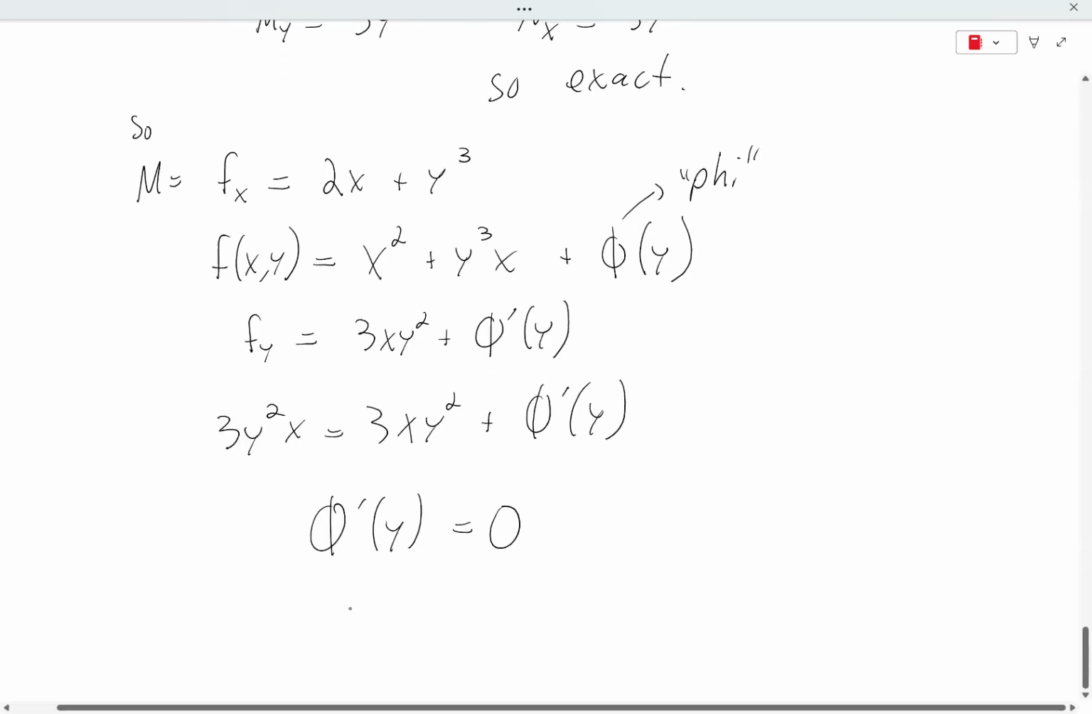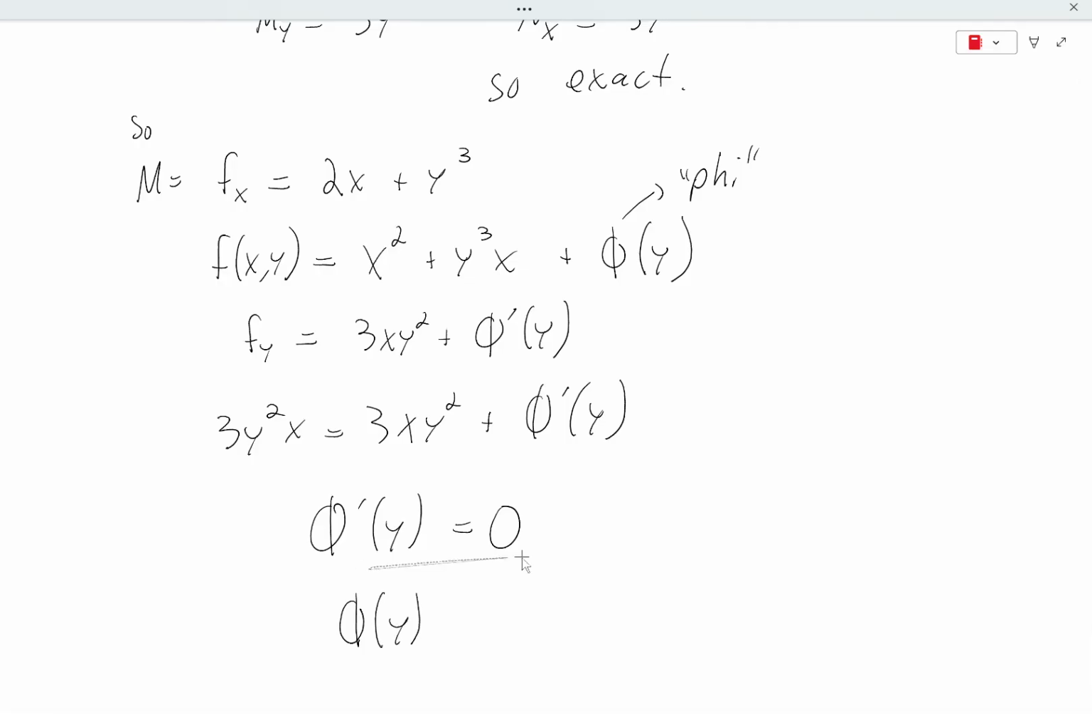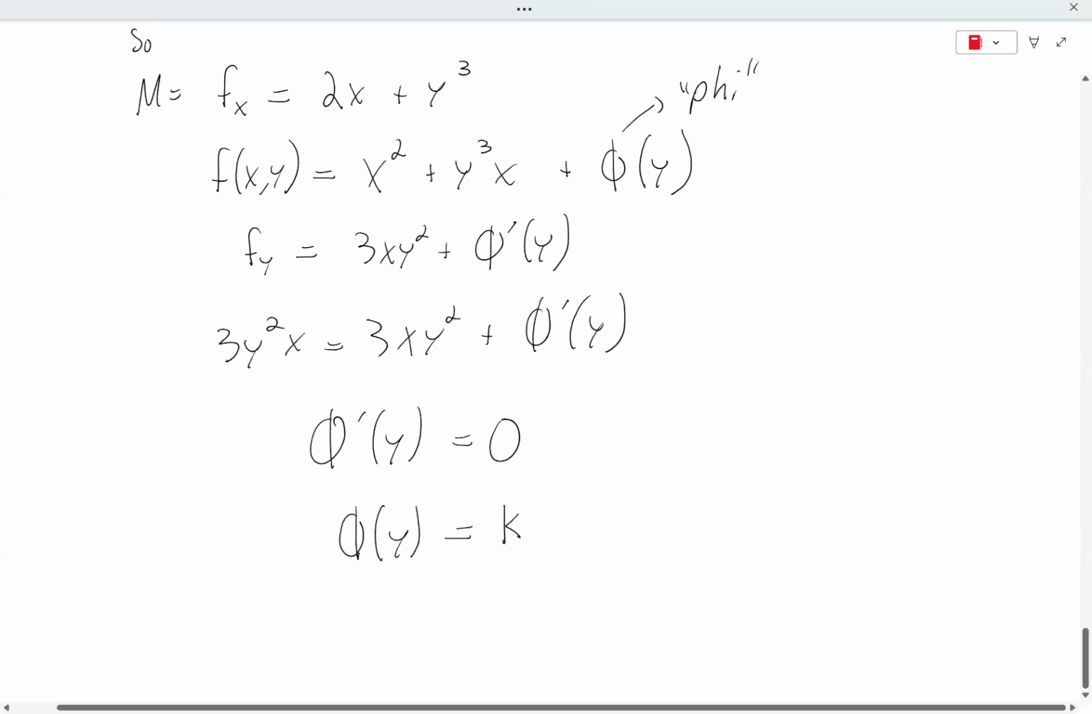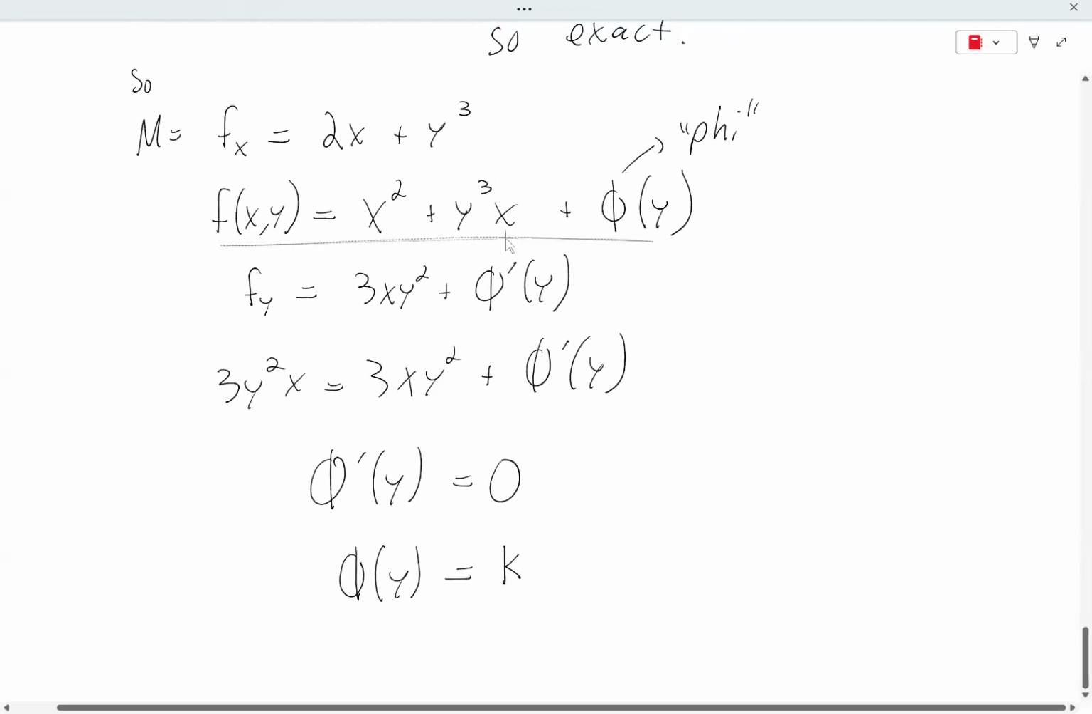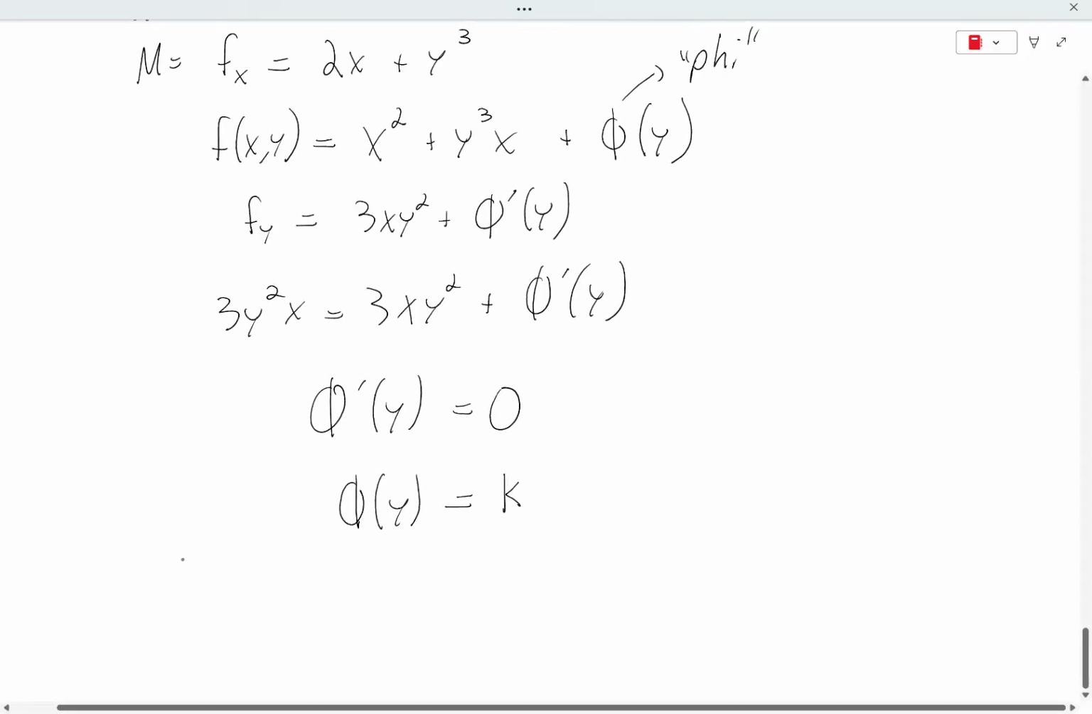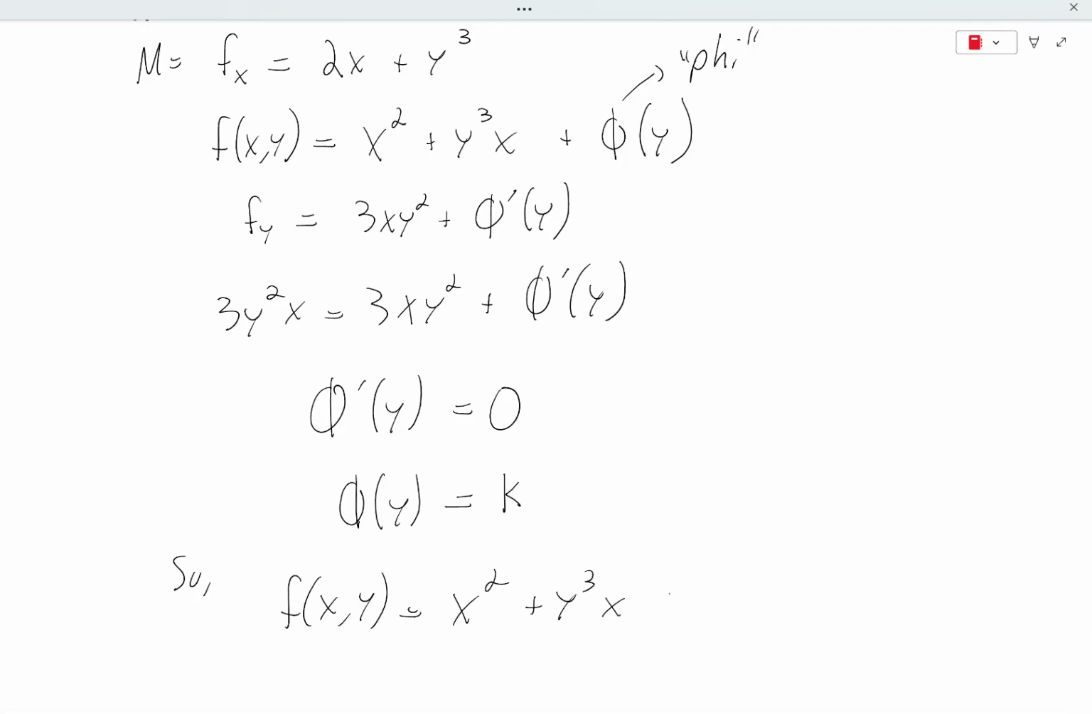Now I can do the antiderivative here. So that means phi of y is equal to what? If you take the antiderivative of this with respect to y, that'd just be a constant. I'll call it k, some constant k. So now we found an f of x, y. We got f of x, y is equal to x squared plus y cubed x plus some constant k, like that.